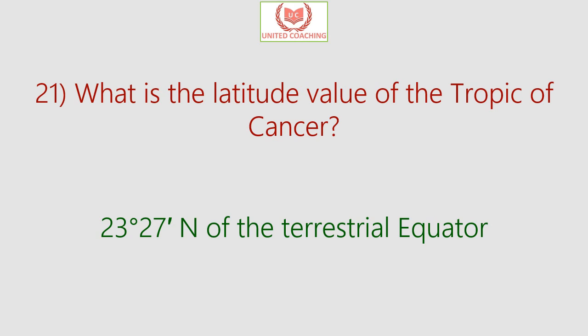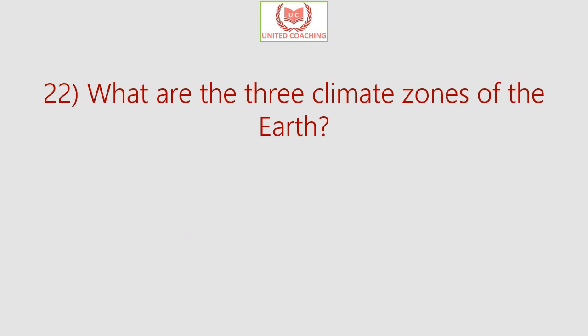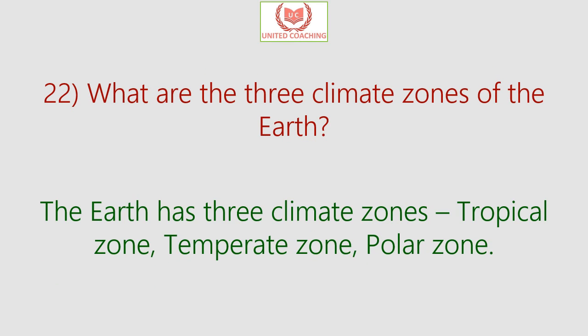Now at the Tropic of Cancer, the sun is directly overhead at noon on June 21st, and it is the beginning of the summer in the northern hemisphere. Our next question is, what are the three climate zones of the earth? So answer is, the earth has three climate zones, that is tropical zone, temperate zone and the polar zone.